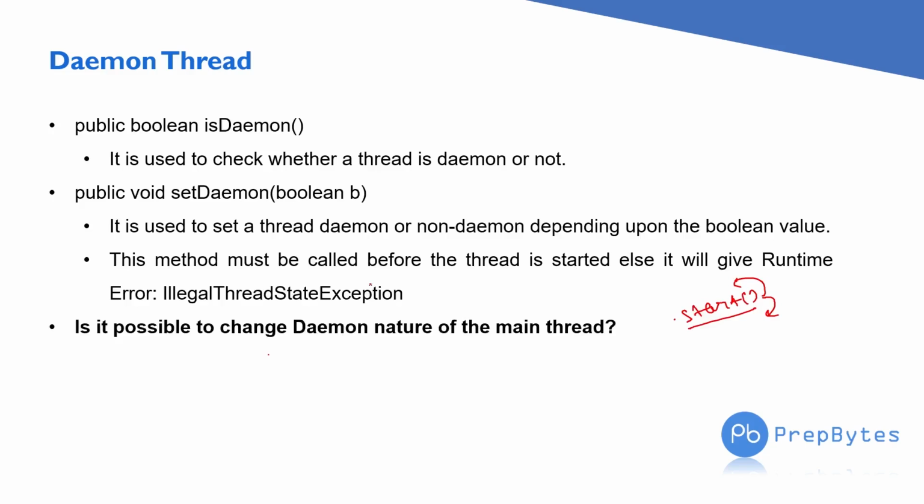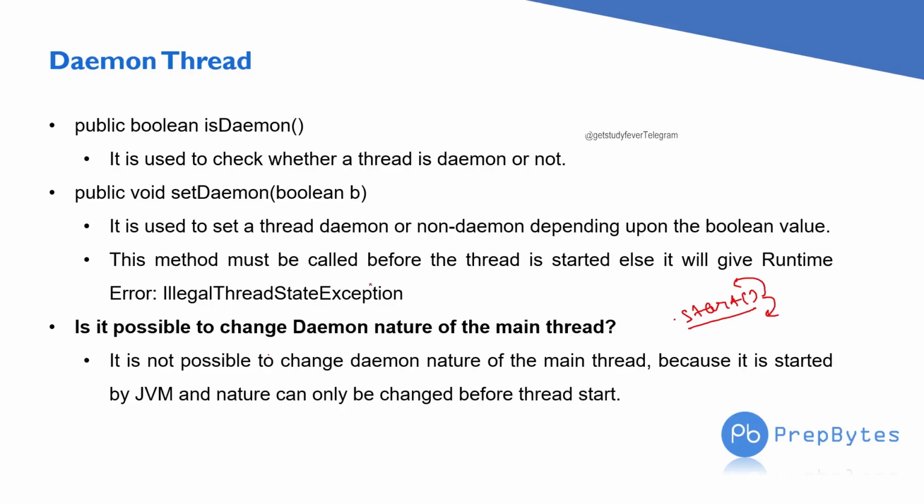A question: is it possible to change the daemon nature of the main thread? Just pause the video and think. The answer is no. It is not possible to change the daemon nature of the main thread because it is started by the JVM, and the nature can only be changed before the thread starts. You have to call setDaemon before the start method if you want to change the nature of a thread. But main is started by the JVM, so we cannot do anything.